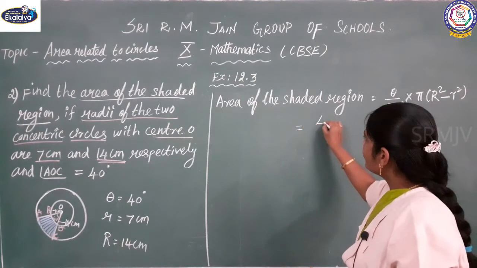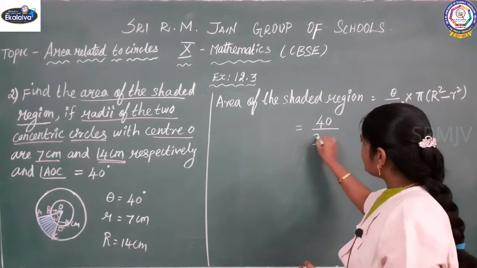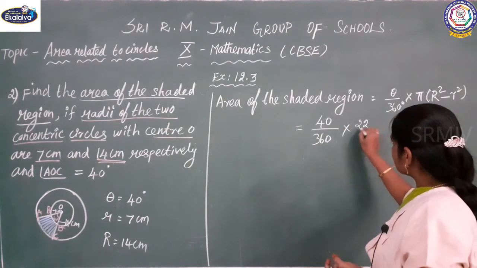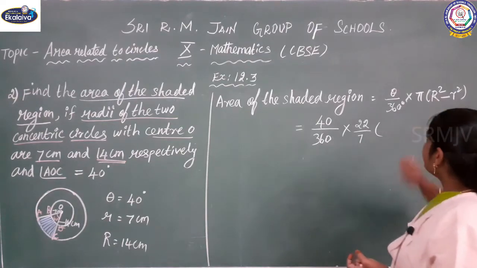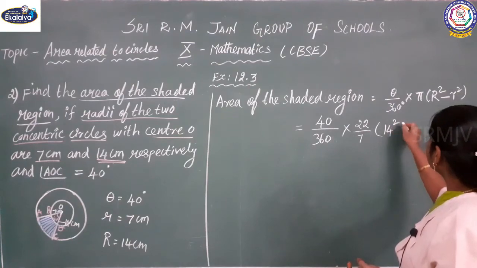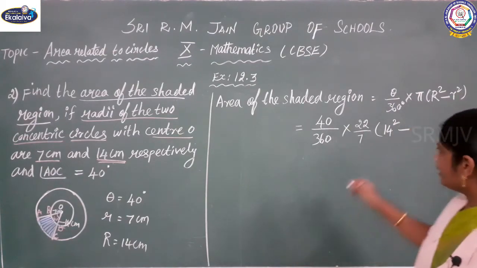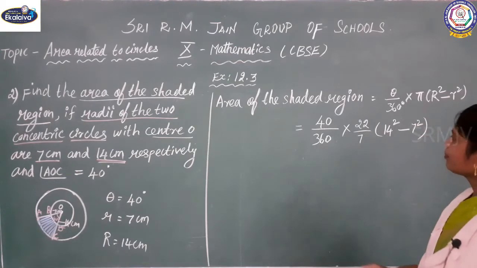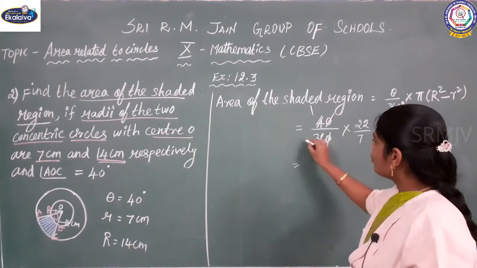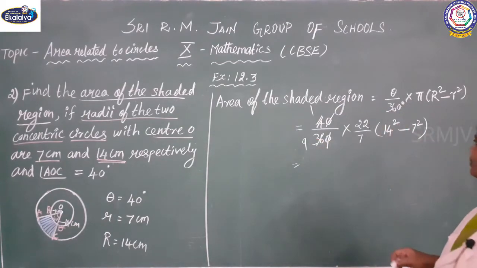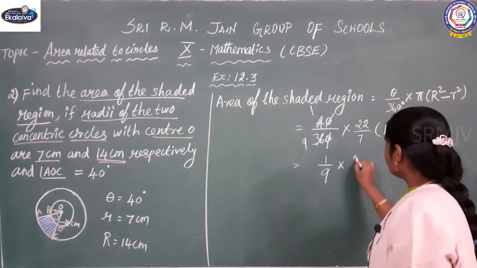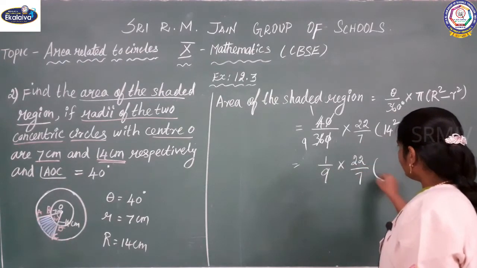What is the theta value? 40 divided by 360 into pi value 22 by 7. Radius, capital R square, 14 centimeter. So 14 square minus small r 7, so 7 square. Okay, so 0 0 cancel. 4 ones are 4, 4 nines are 36. So 1 by 9 into 22 by 7 into 14 square.